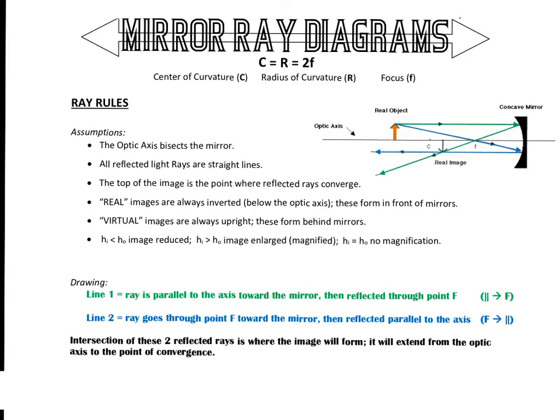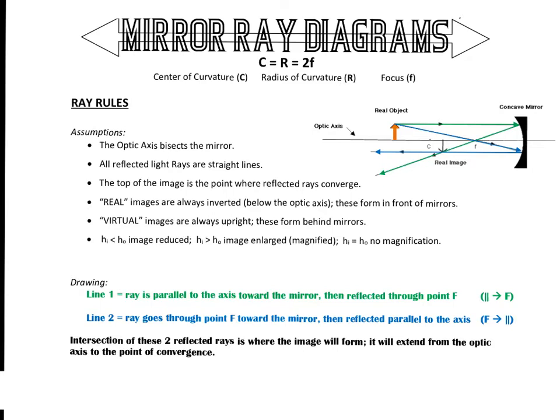If the height of the image is less than the height of the object, then that image is said to be reduced. If the height of the image is greater than the height of the object, that image is said to be enlarged or magnified. If the heights of both the image and the object are the same, then there is no magnification, and that's the attribute given for that image.